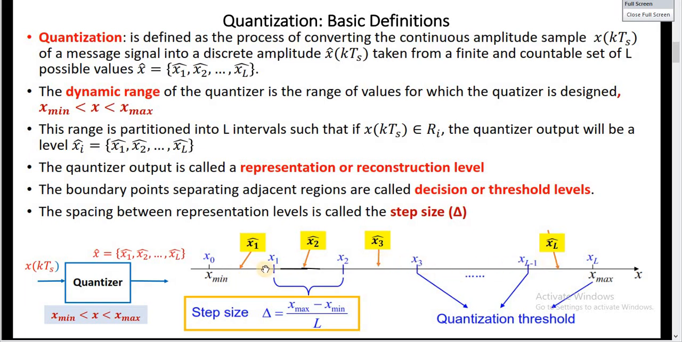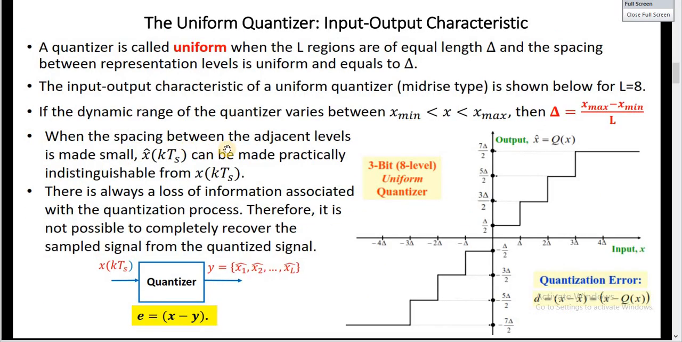So this is what distinguishes the uniform quantizer. When the spacing between adjacent levels is made small, x cap of kTs can be made practically indistinguishable from x of kTs. There is always a loss of information associated with the quantization process. Therefore, it's not possible to completely recover the sampled signal from the quantized signal.